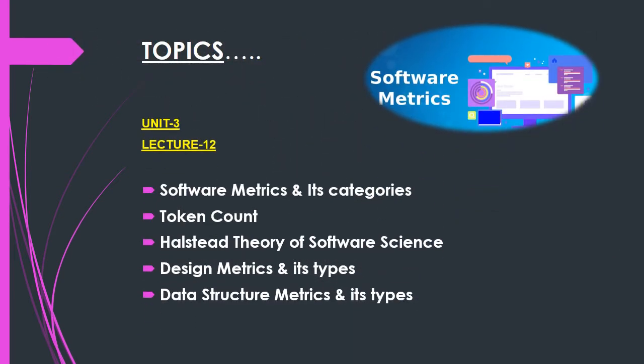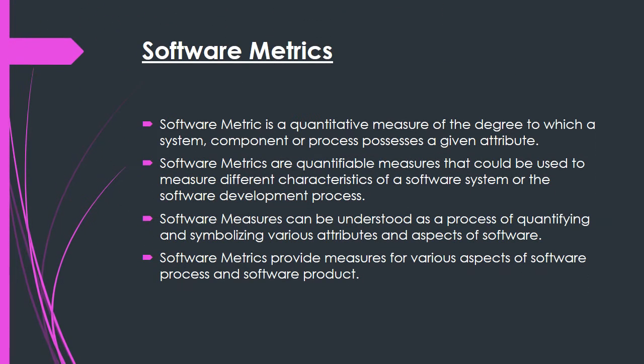Students, this is our lecture number 12 and in today's session we will cover all these topics of Unit 3: what is software metrics and its categories, what is a token count, Halstead theory of software science, what are various design metrics and its types, and what is data structure metrics with its various types. So let's begin today's lecture with the first topic, that is what is a software metrics.